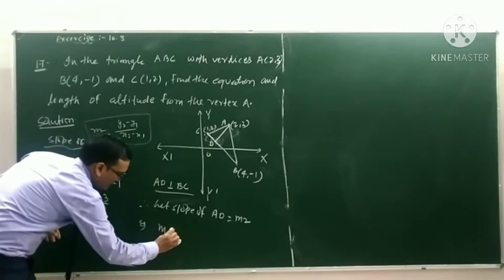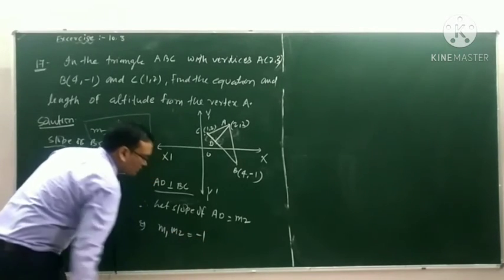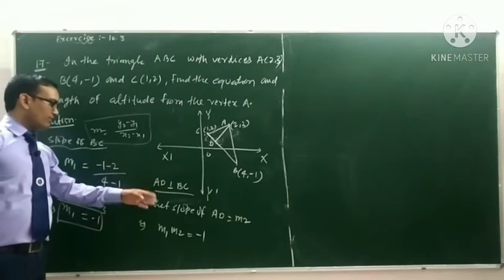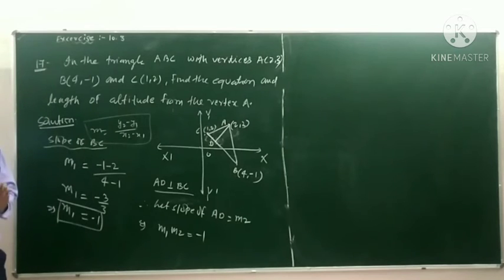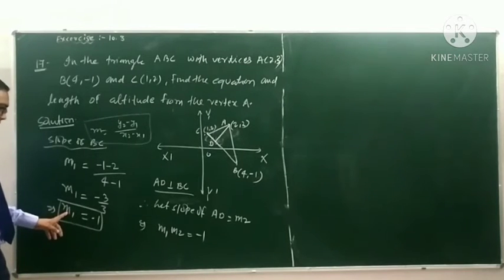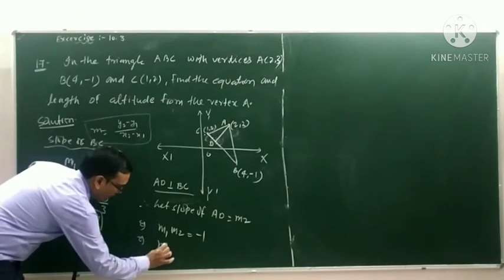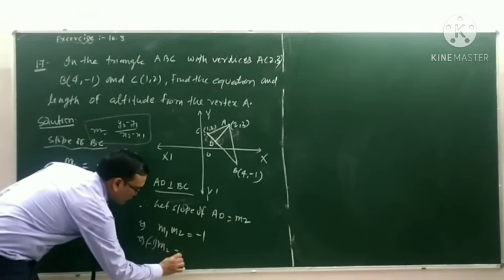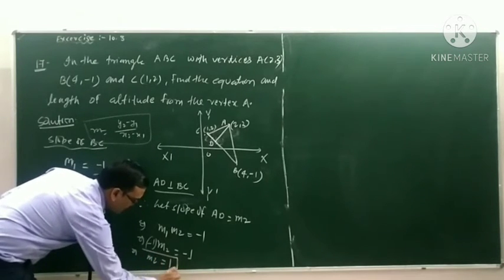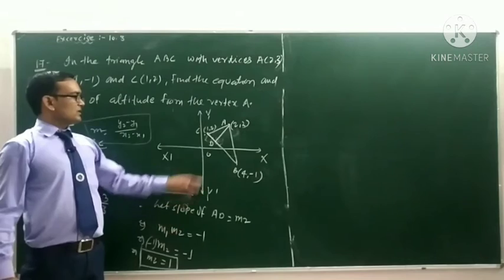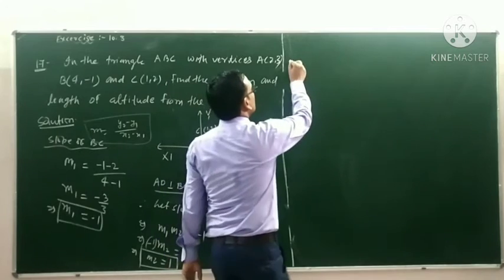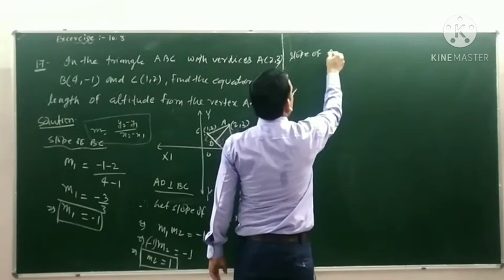Therefore, m1 into m2 equal to minus 1. Why, students? Because AD is perpendicular to BC, so the slope of BC multiplied by the slope of AD equals minus 1. Here the slope of BC is minus 1, so m2 equal to 1. Slope of AD is 1.